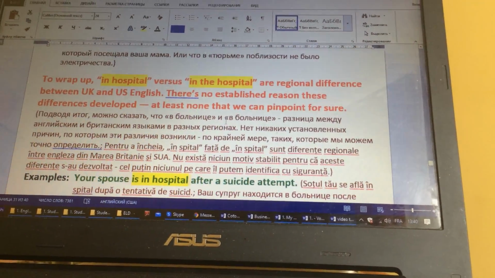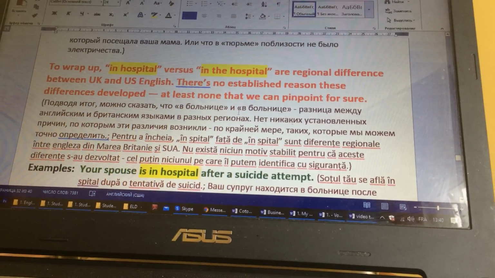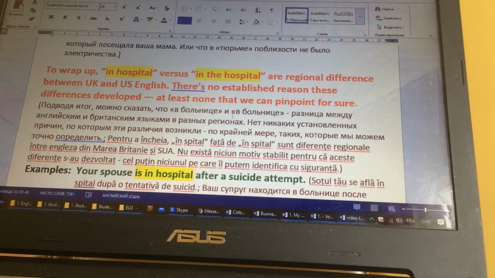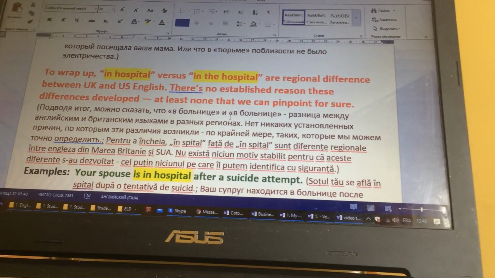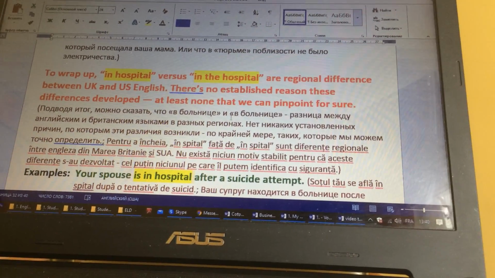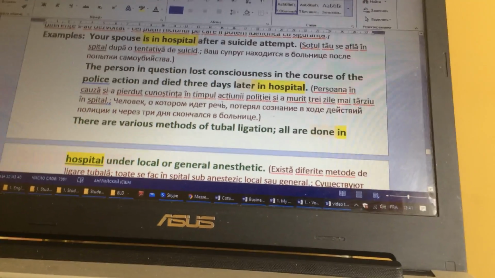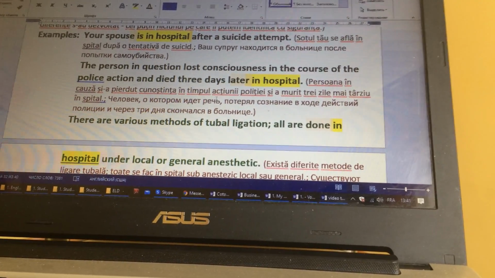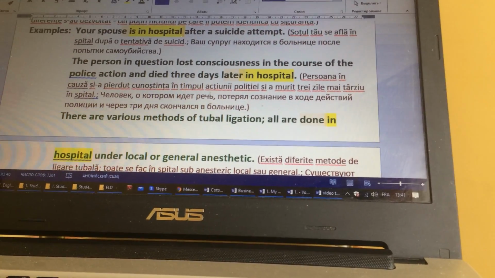To wrap up, in hospital versus in the hospital is a regional difference between UK and US. There is no established reason these differences developed, at least none that we can pinpoint for sure. Examples: The spouse is in hospital after a suicide attempt. The person in question lost consciousness in the course of the police action and died 3 days later in hospital.